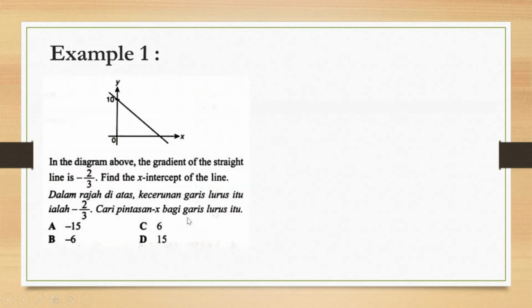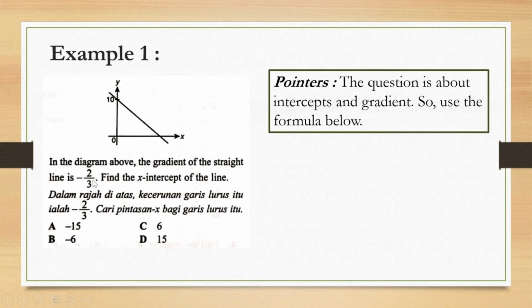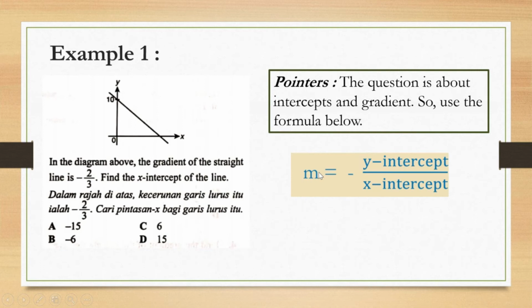Okay, so now we'll look at example 1. In the diagram above, the gradient of the straight line is negative 2 over 3. Find the x-intercept of the line. We already know the gradient of the line, and from the diagram, we can see that the y-intercept is equal to 10. So we can use the formula m is equal to negative y-intercept over x-intercept to solve this question.